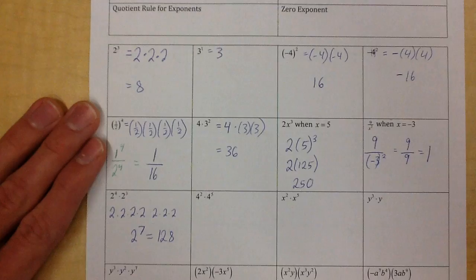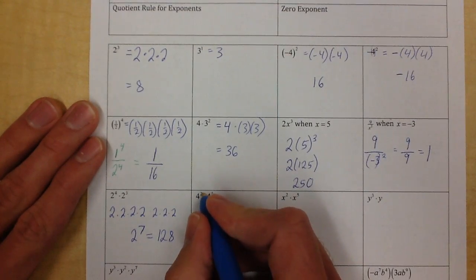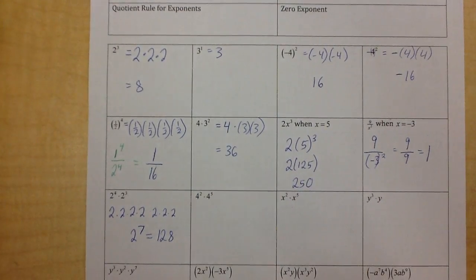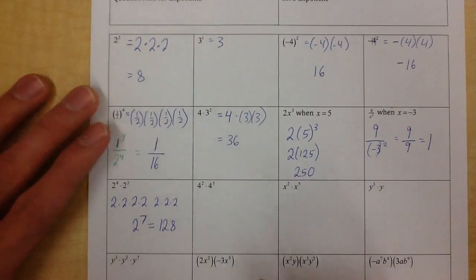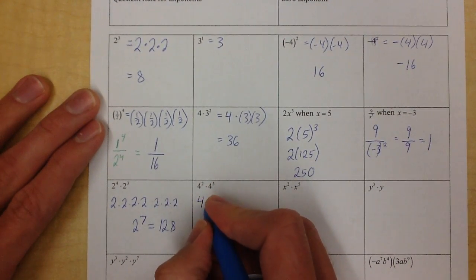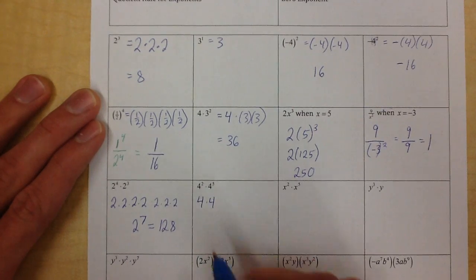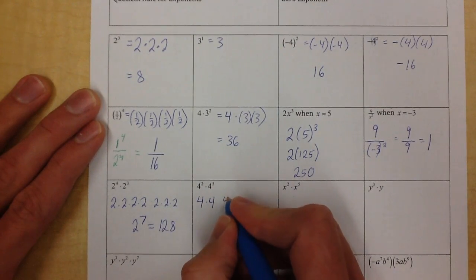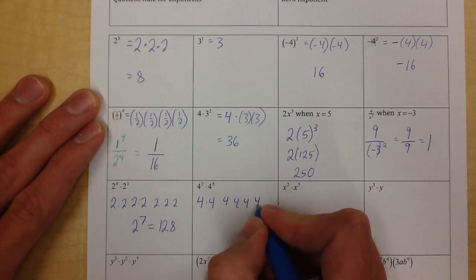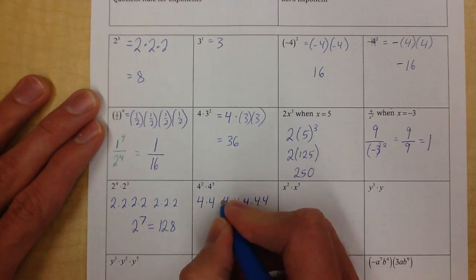Okay, this next one's not going to be as easy. 4 squared times 4 to the 5th. Now, if you want to jump straight to the answer, you can, but just to clarify where that comes from, that's 4 times 4, because it's squared, and then 4 to the 5th is 4, 4, 4, 4, 4. There are 5 of them.